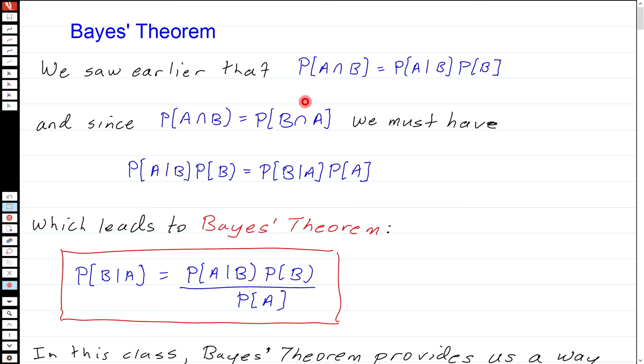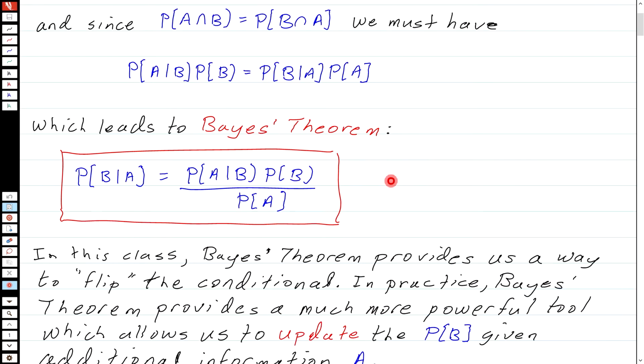So we saw earlier that probability of A intersection B is a product of two probabilities, one being a conditional probability, A given B, times the probability of B. But since probability of A intersection B is the same as probability of B intersection A, we must have probability of A given B times probability of B equal to probability of B given A times probability of A, and that leads us to Bayes' theorem.